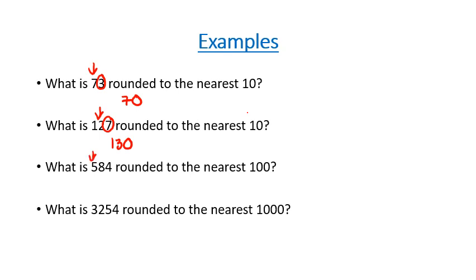Well, I know the 5 is the 100 column, so I actually look at the 8. I know that's 5 or more, so I'm going to round up to 600. And my last question is, what is 3,254 rounded to the nearest 1,000? Well, the 1,000 column is the 3. Therefore, I'm going to look at the digit to the right, which is the 2. I know I round down with a 2, so my answer is 3,000.